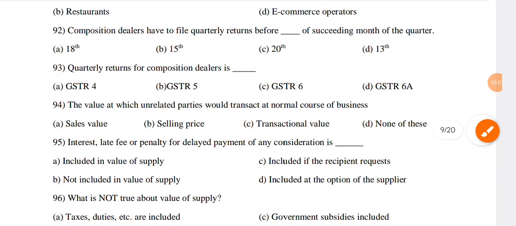Next question, composition dealers have to fill quarterly returns before dash of the month following the quarter. Option A, 18th, B, 15th, C, 20th, and D, 13th. The correct option is A.